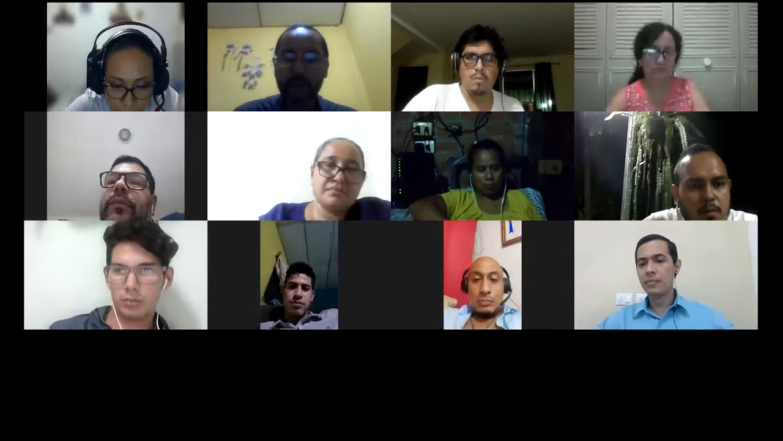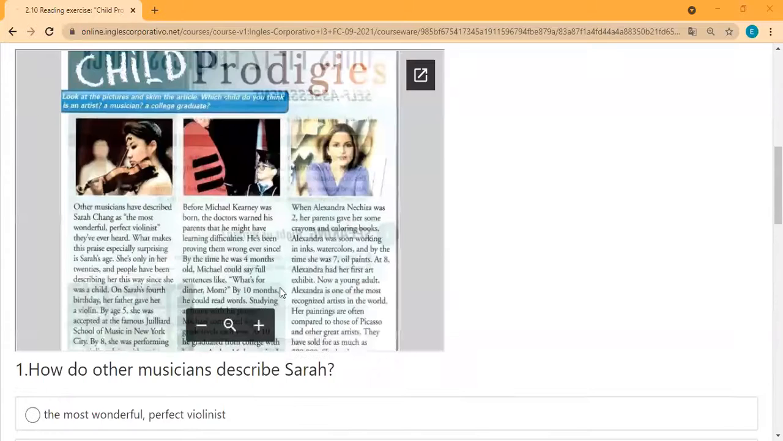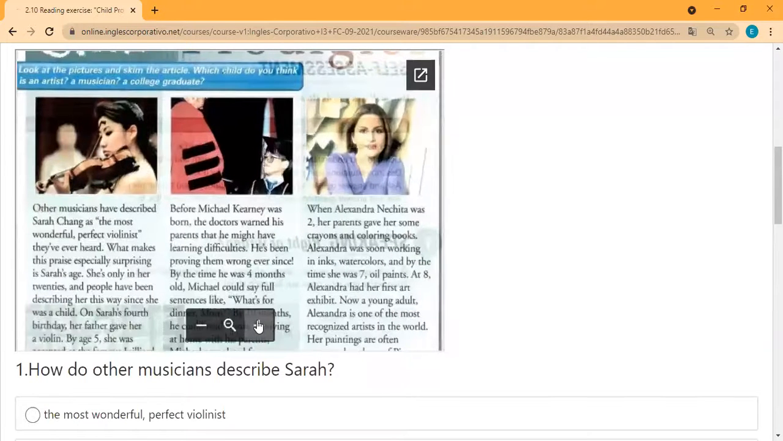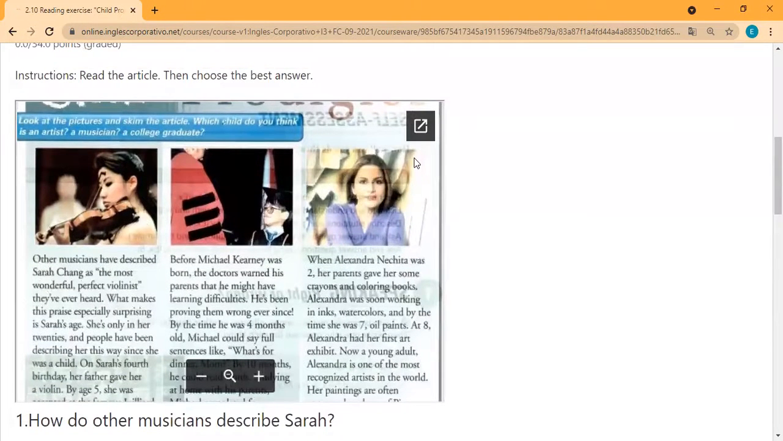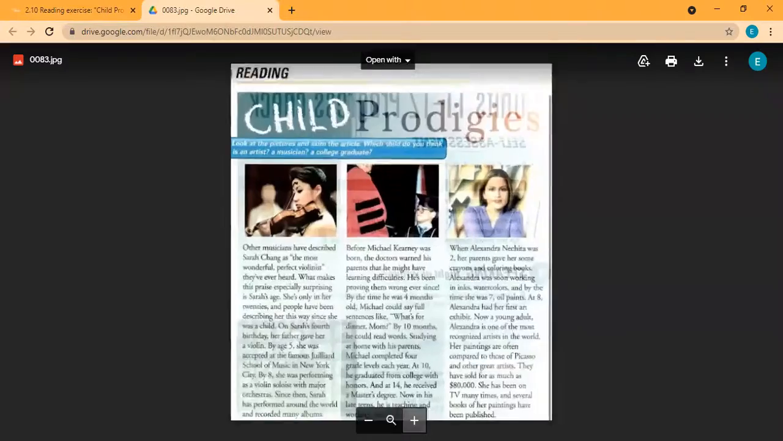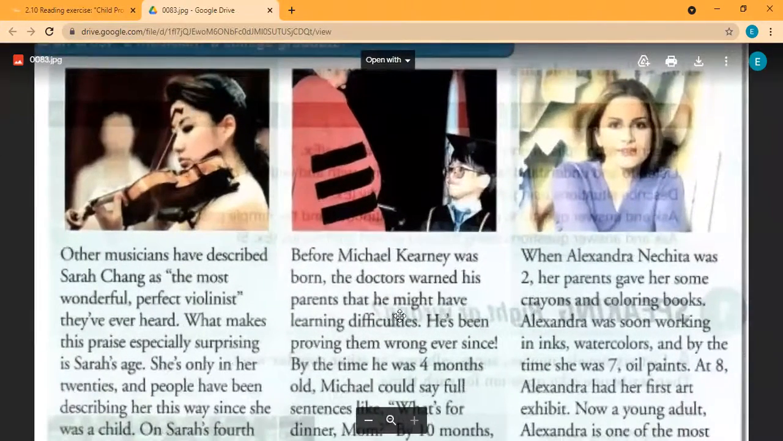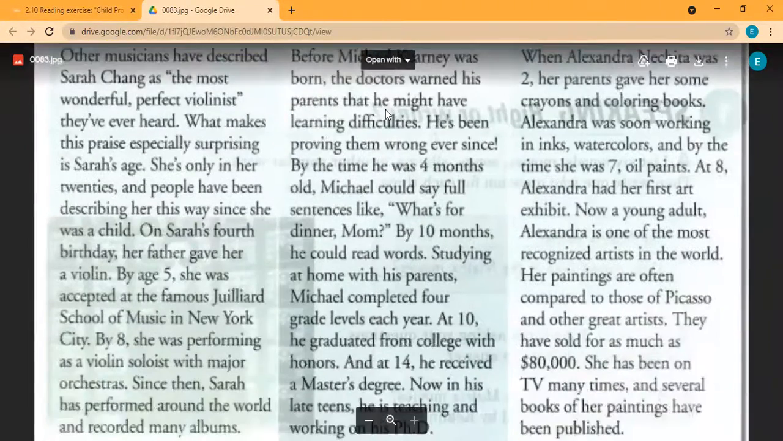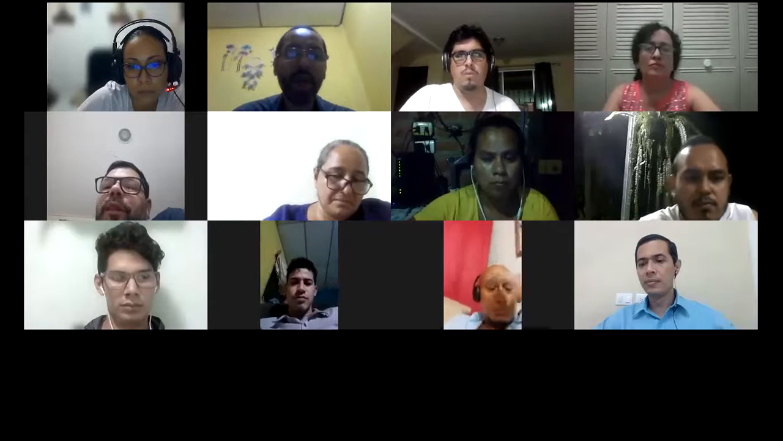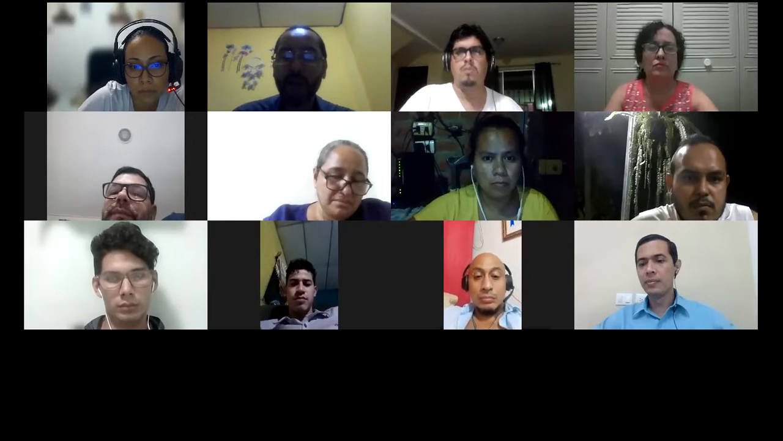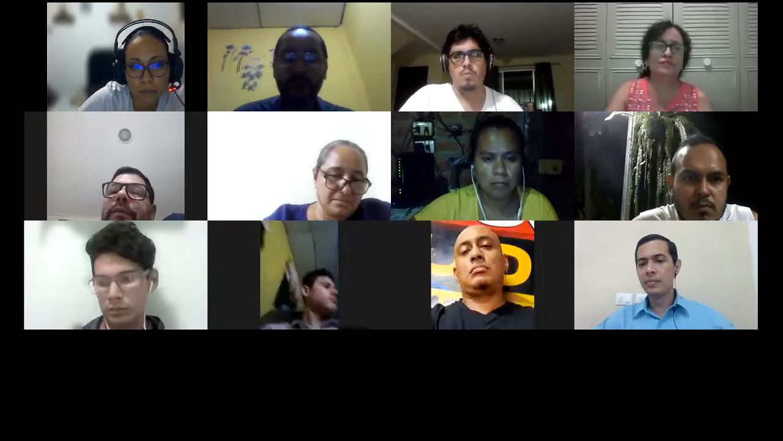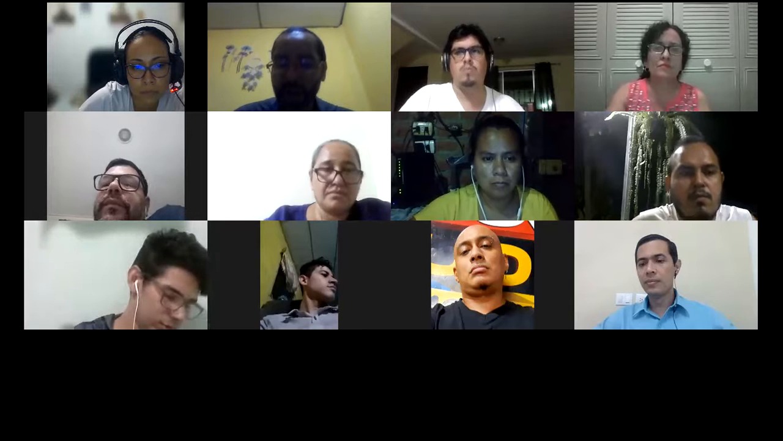I'll show you just to make sure it's clear. For example, for me here it is difficult, even with Zoom. So what can I do? I click here in the arrow and then it opens another window. And here it's easier to read. Then I can make it bigger. Okay, excellent. Thank you. And so it's in the WhatsApp chat. So for this one, with your partners, read and answer the questions.